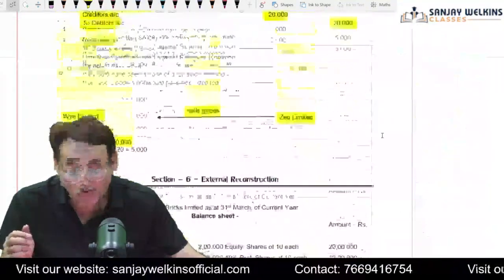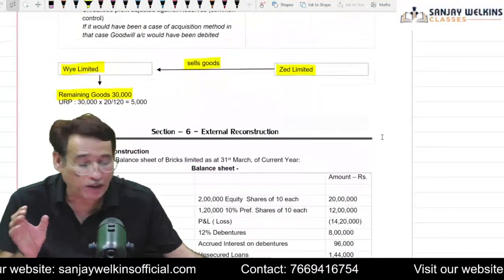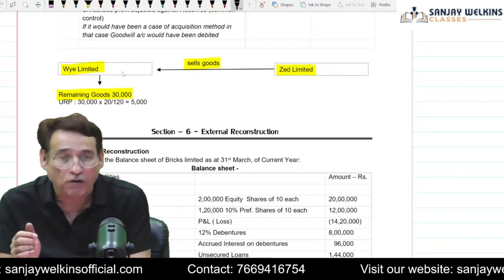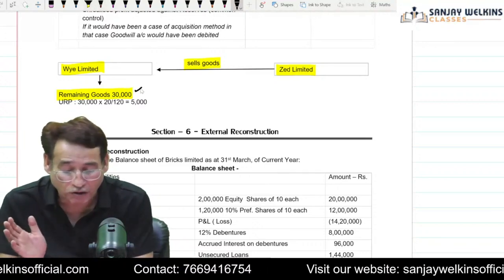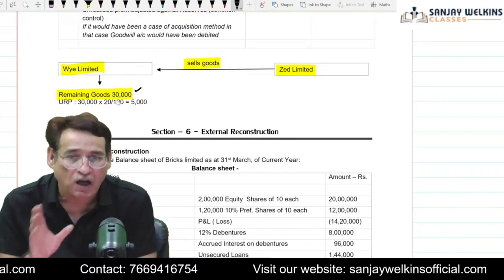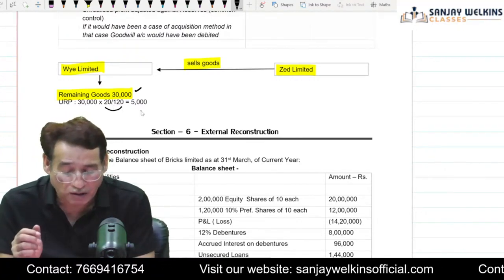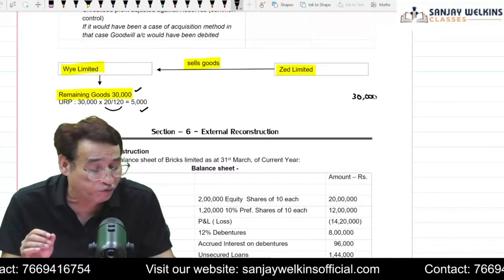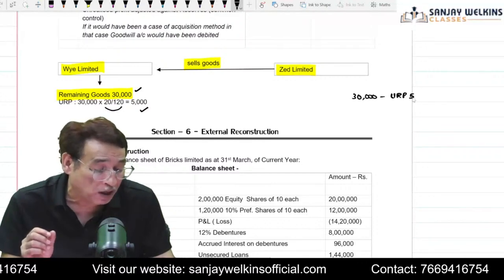So obviously when this company sold goods to us, it must have earned some profit, and they must have credited the entire amount of profit to their profit and loss account. But out of those goods which were sold by Jet Limited, the question is telling that 30,000 worth of goods are still in the stock of Y Limited. That means 30,000 worth of goods are still unsold. So first of all, you apply the profit margin on unsold goods. You come across that this amount is 5,000. Whatever goods have remained unsold, you have to find the profit element in it, and it is known as unrealized profit.